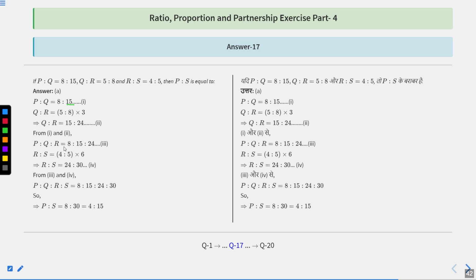Again we make R equal. R is 24, and in the R ratio S, R is 4. So we multiply R ratio S by 6, and we get 24:30. So P ratio Q ratio R ratio S becomes 8:15:24:30. Clear? Now the question asks for the value of P ratio S. P's value is 8 and S's value is 30, so it becomes 4:15. So A is the correct answer. Next one.